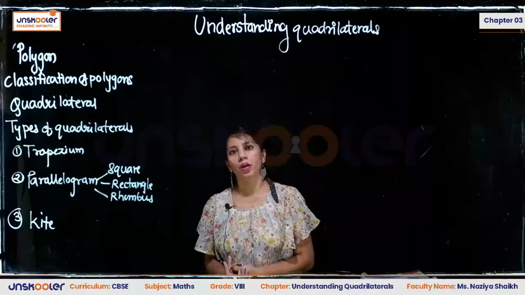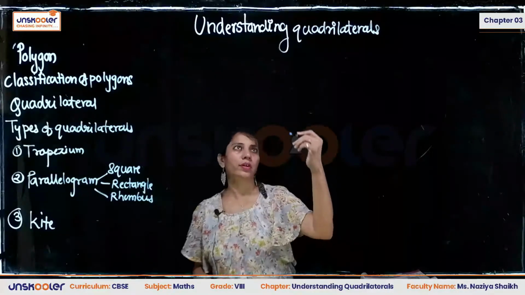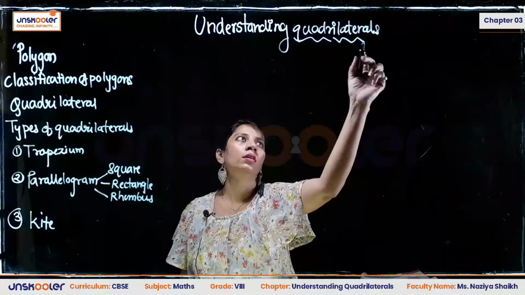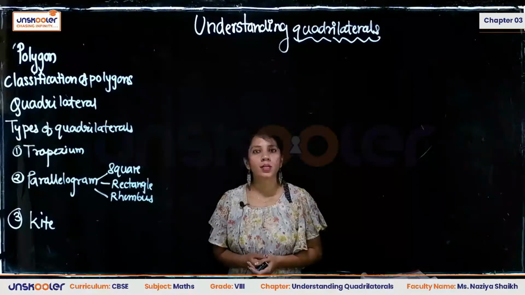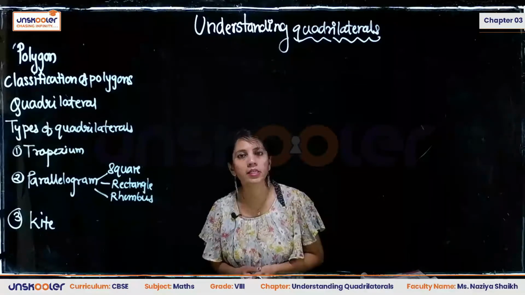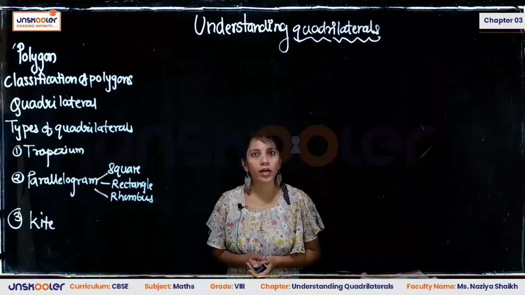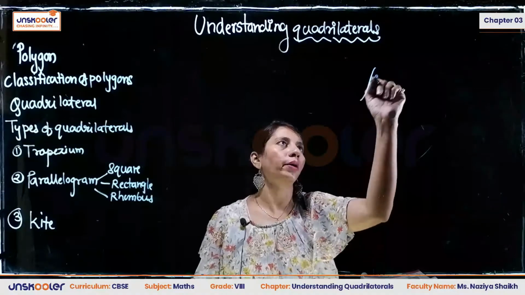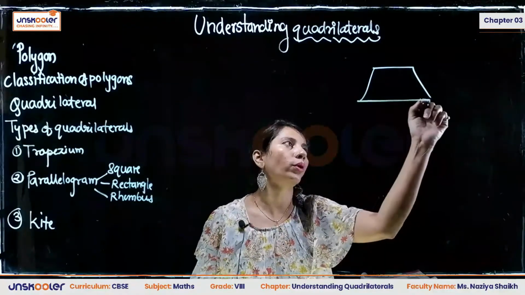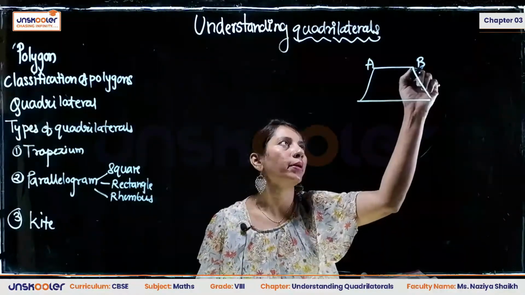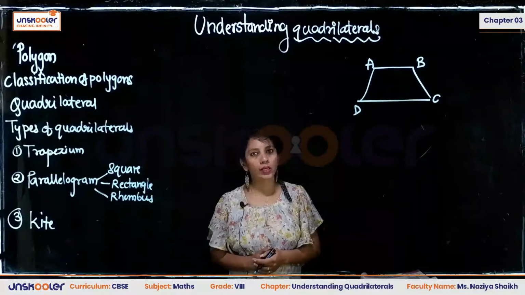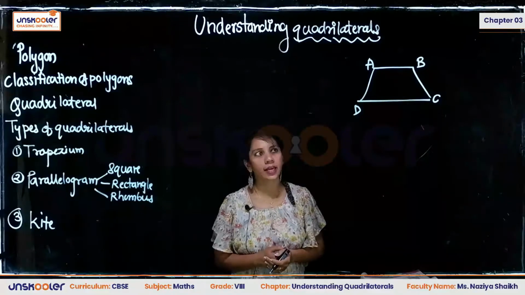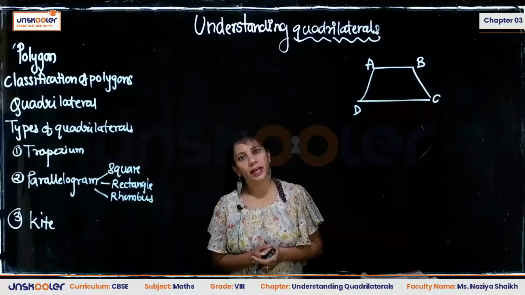Now what is a quadrilateral? The word itself tells you that a closed polygon made up of four sides or four line segments is called a quadrilateral. I am drawing one quadrilateral on the board. I am going to name it ABCD. So now here you can see that there are four sides, that is AB, BC, CD and AD.